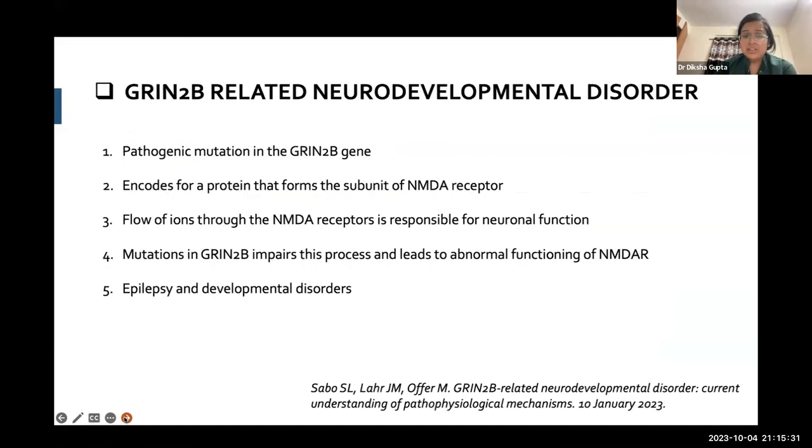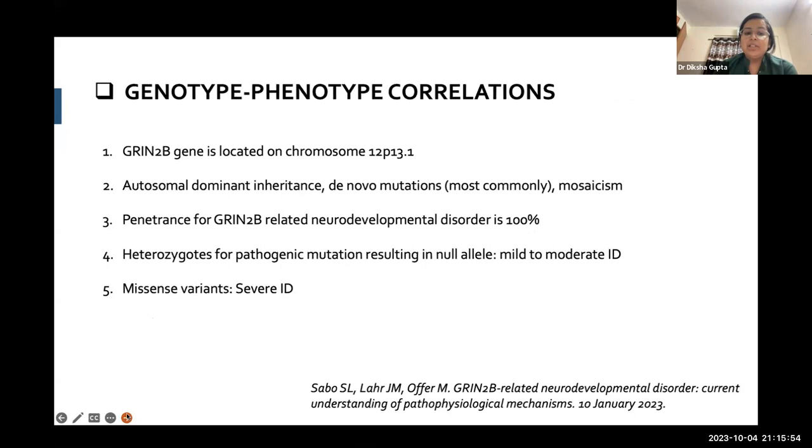So what are these actually? GRIN2B related neurodevelopmental disorders happen when there are pathogenic mutations in the GRIN2B gene. This gene makes a protein which is essential for the NMDA receptor so that there can be a proper flow of ions, which helps in neuronal function. So any mutation in this gene can hamper this process, leading to epilepsy and developmental disorders.